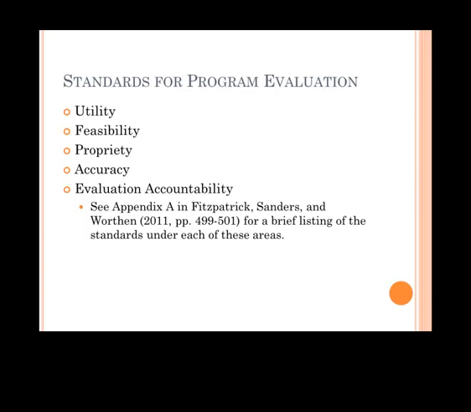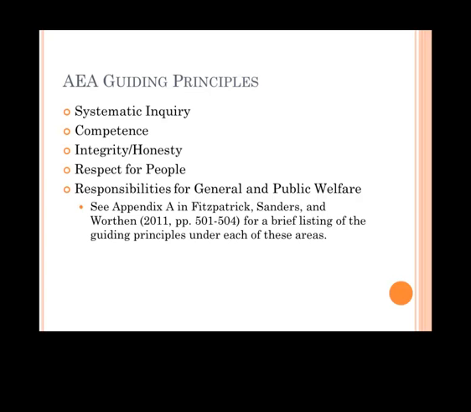An external meta-evaluation would be where you would find someone external to your actual evaluation team and have them use these program evaluation standards, or the American Evaluation Association's guiding principles, or a similar set of standards, to evaluate your evaluation. So that's the idea behind evaluation accountability. Let's look briefly at the AEA guiding principles.